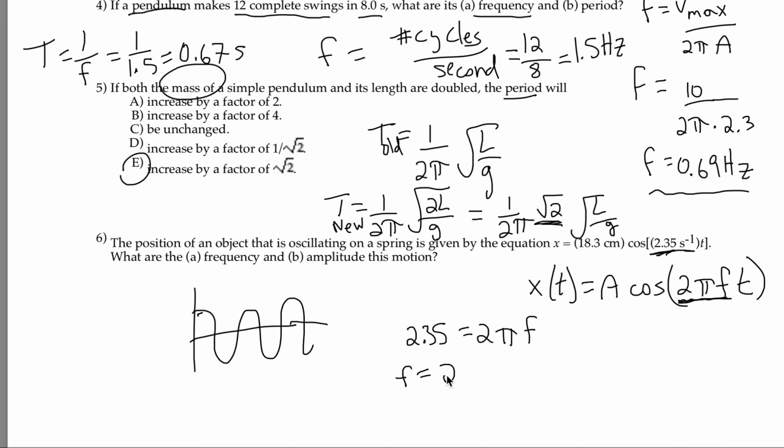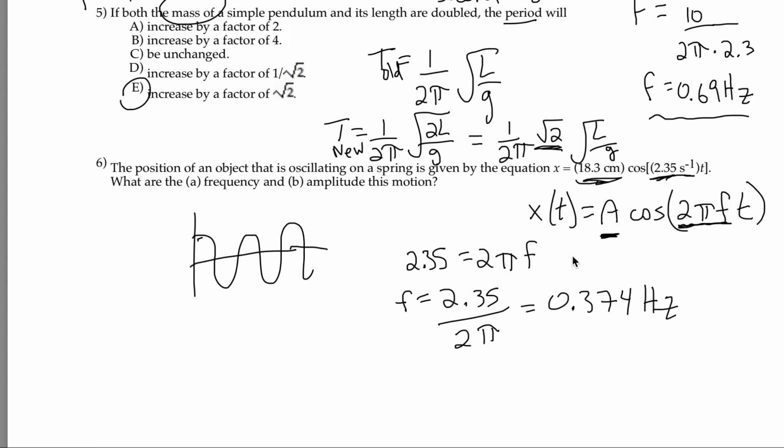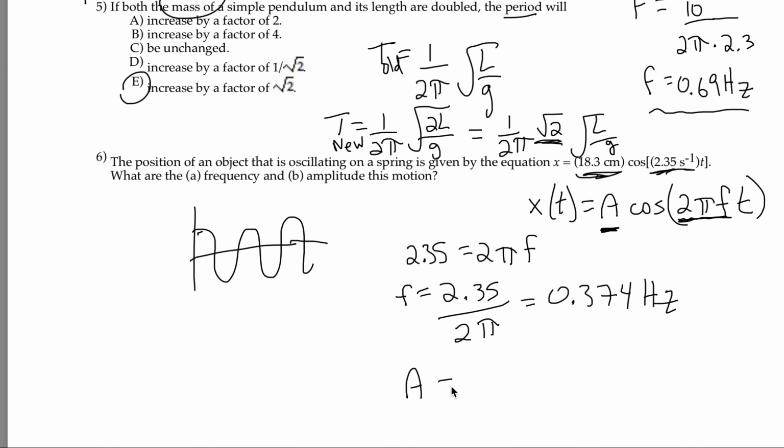f is going to be 2.35 divided by 2 pi. When we do this, we get 0.374 hertz. And then the amplitude of the motion, we can see that it's whatever is in front of the cosine term. 18.3 centimeters is in front of the cosine term. So this means that the amplitude equals 18.3 centimeters.